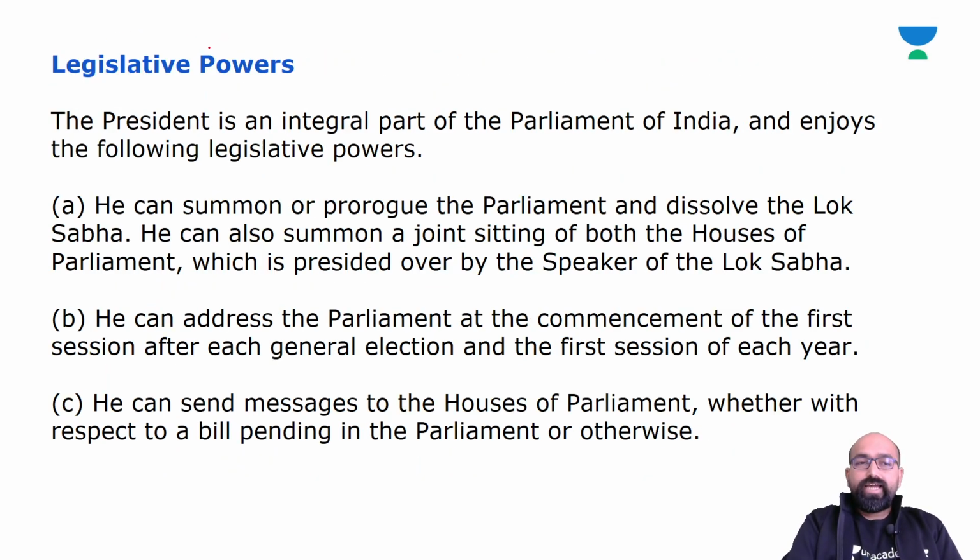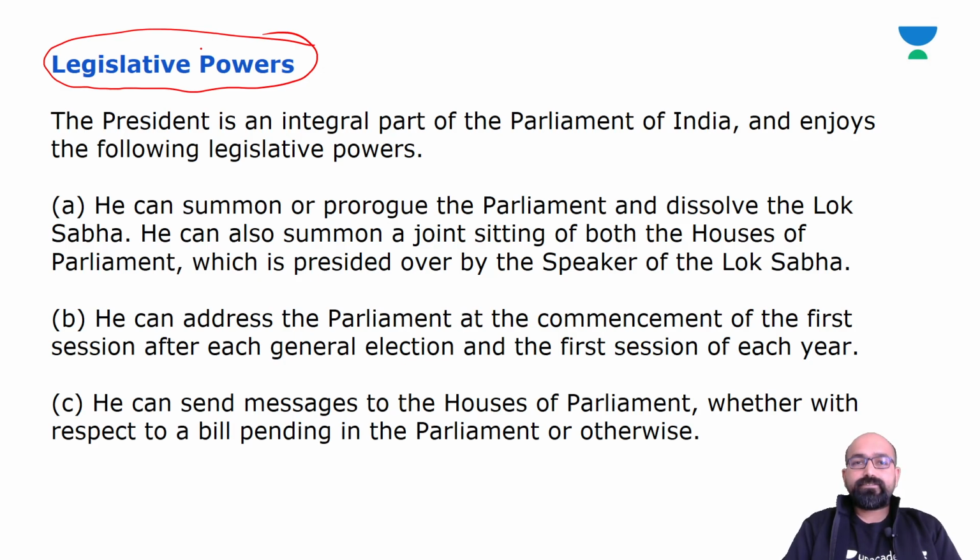Now, after the executive powers, we'll see the legislative powers of the president. Yes. Now, the president is an integral part of the Parliament of India. Yes, the president is an integral part of the Parliament of India, and he enjoys legislative powers like he can summon or prorogue the Parliament and dissolve the Lok Sabha. He can also summon a joint sitting of both the houses of Parliament, which is presided over by the Speaker of the Lok Sabha.